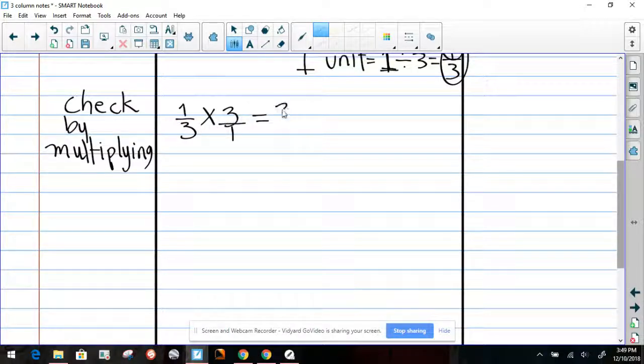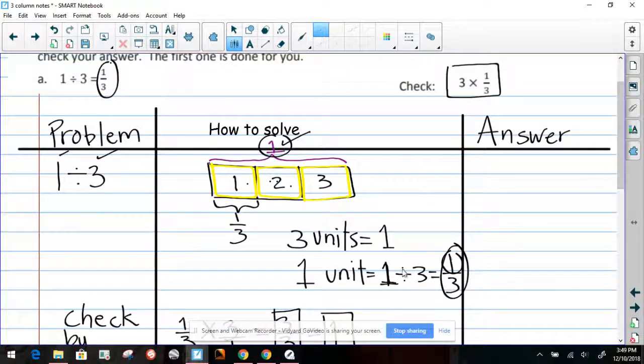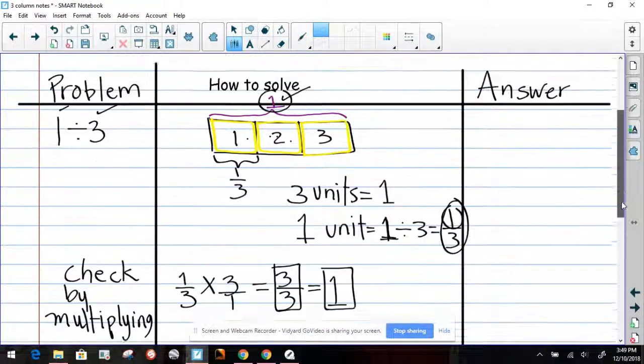1 times 3 equals 3. And 3 times 3 equals 3. And this whole thing equals 1. So 3/3 divided by 3 equals 1. Does that make the whole sentence true? Well, let's see. 1 divided by 3 equals 1/3. That is correct. That's what we found first.